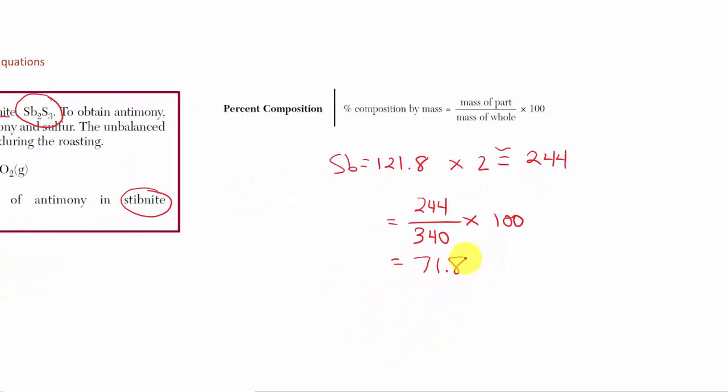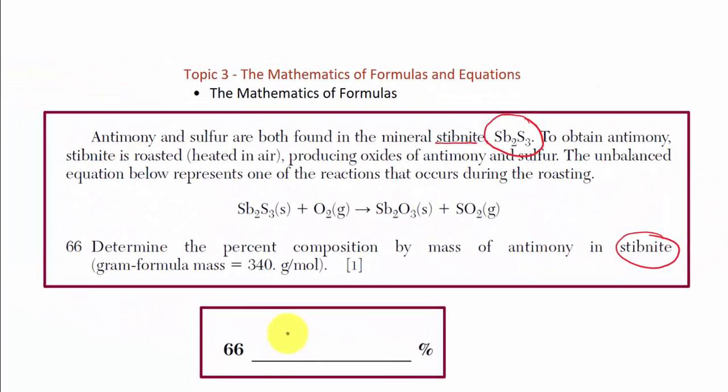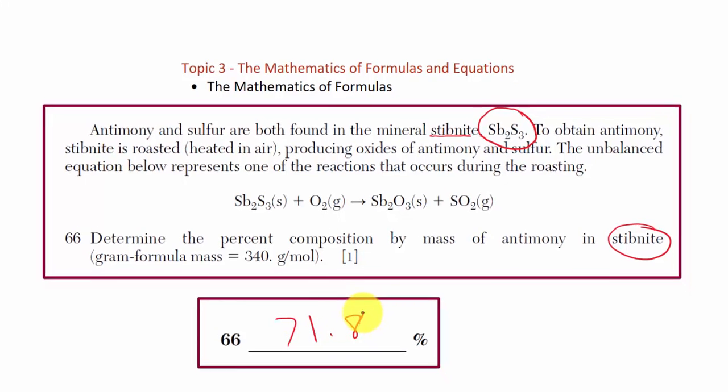The Regents is going to accept a range of numbers here depending on where you've rounded numbers off, but we're just going to stick with what we got, 71.8, and that'll be just fine.